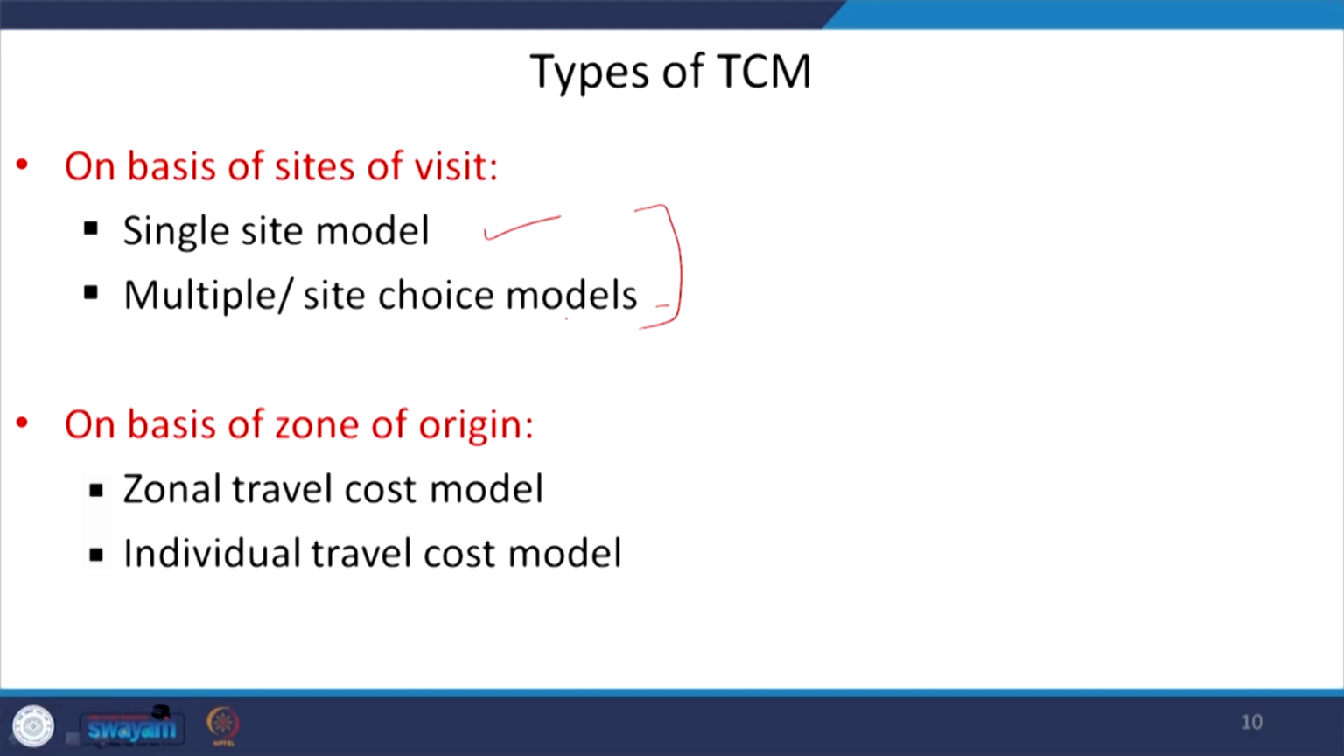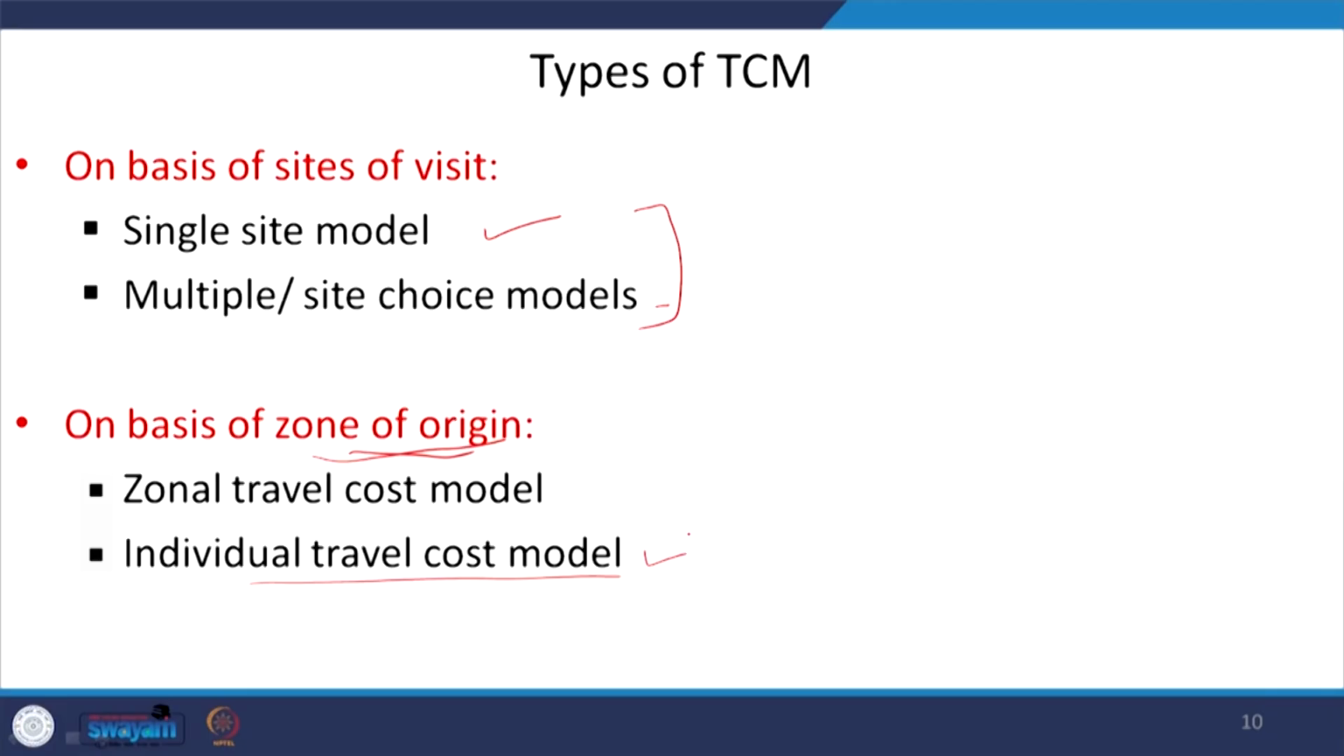And the second category of the travel cost model can be based on the zone of origin. In terms of zone of origin, we can also discuss the travel cost method in terms of the individual travel cost method, where irrespective of the zone of origin, that is, from which zone the visitor belongs, we can take into account the behavioral factors that are affecting the travel and number of travels of that particular individual. If it is so, it is known as the individual travel cost model.